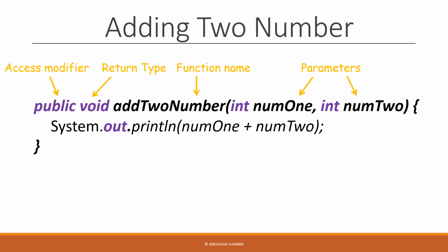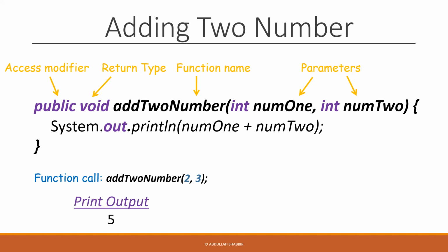Let's try running it. My first function call would be add two numbers with the argument of 2 and 3. Java will run this code and will put 2 inside my first parameter num1 and will put 3 inside my other parameter num2, and my final output will be 5.